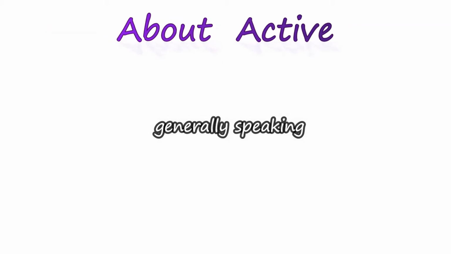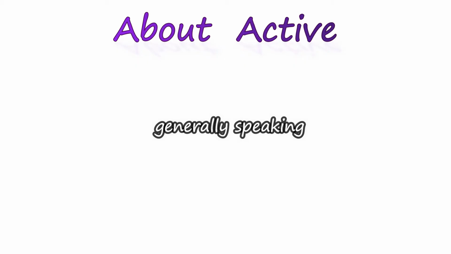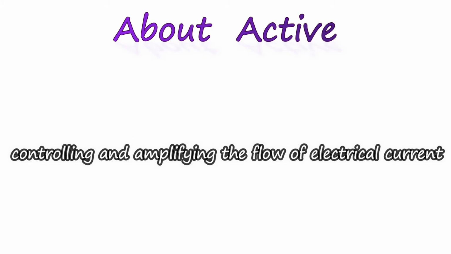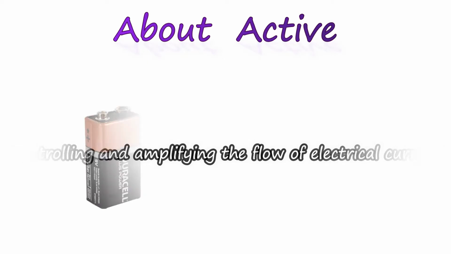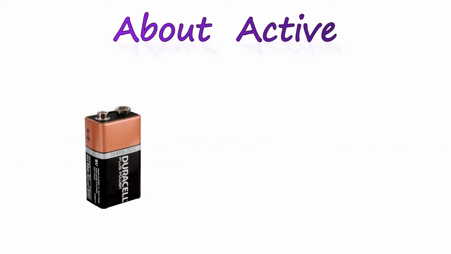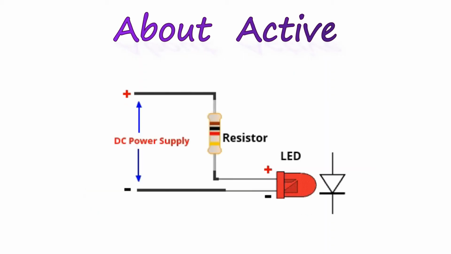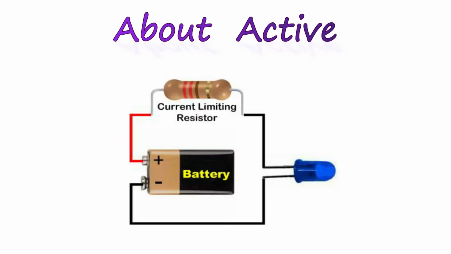Unlike passive components, active components can, generally speaking, inject power into a circuit and are able to electrically control and amplify the flow of electrical current, whereas passive components cannot. Active components require a source of energy, typically in the form of a direct current, in order to perform their specific functions. They are able to manipulate the flow of electricity in some way.